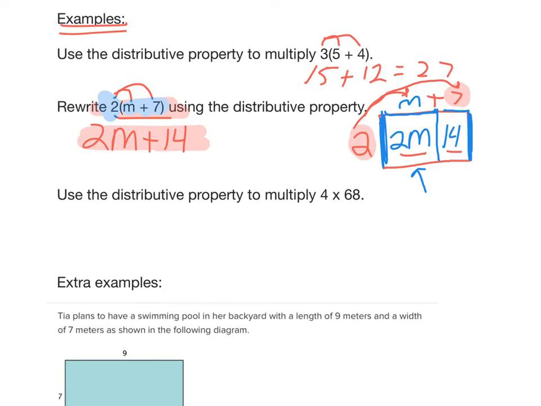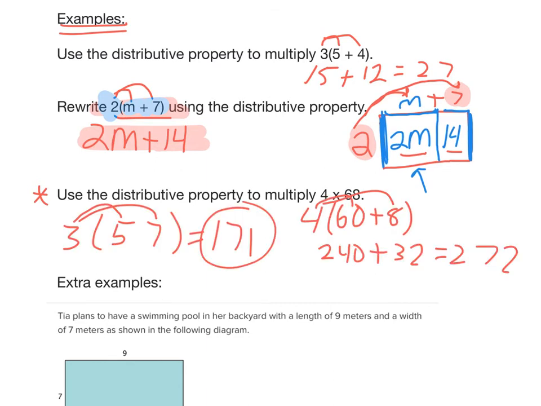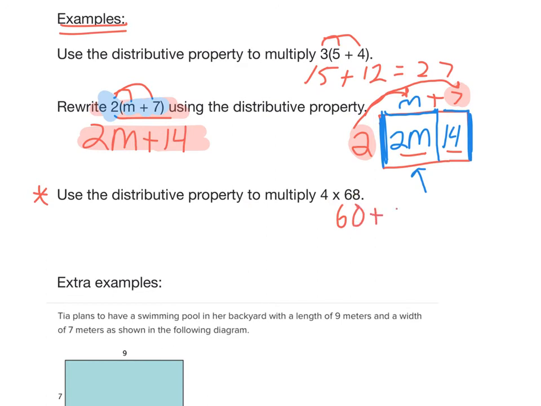Next and last example that you need to copy is use the distributive property to multiply 4 times 68. This is a way to mentally multiply it using the distributive property. So to use the distributive property, you need to have parentheses. So what I do is separate the 68 into 60 plus 8. You with me so far? 68 is 60 plus 8. And now I'm going to multiply 4 times that.